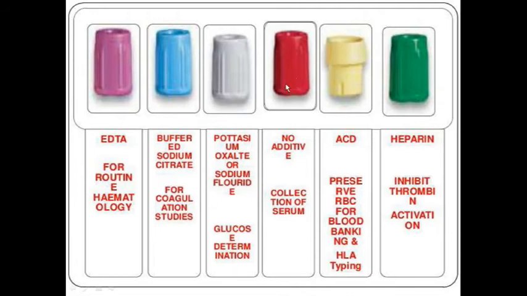In the red vial or red tube there is no anticoagulant. In the yellow vial it contains acid citrate dextrose, and in the green top or green tube it contains heparin.